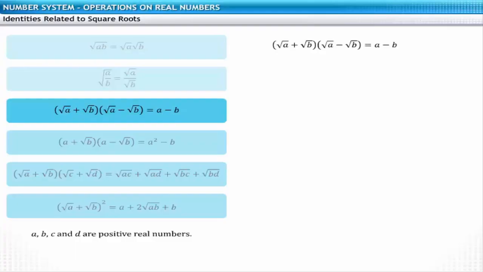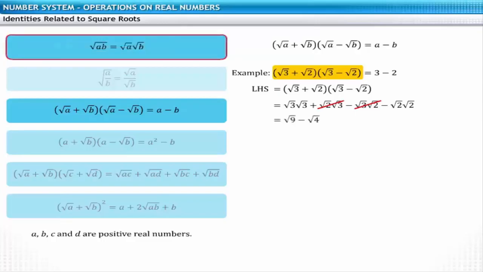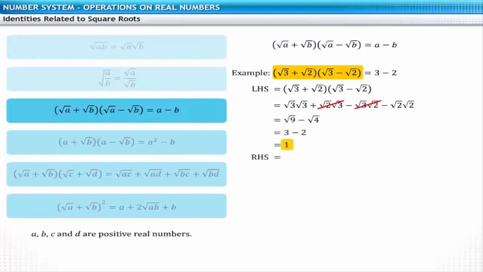Let's verify this. Now, simplify the left-hand side by expanding it. These two terms get cancelled. Now apply the first identity. Let's simplify this expression. On simplification, we get 1. And the right-hand side is equal to 3 minus 2, which is equal to 1. Thus, both the sides of the example are equal.